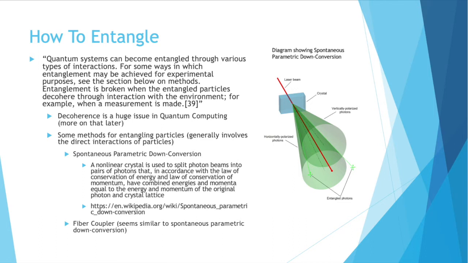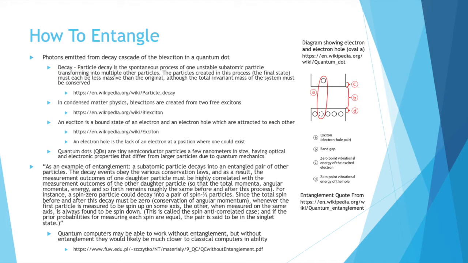You can entangle using something called a fiber coupler, and from my research from a high level, this seems similar to spontaneous parametric down conversion. You can entangle by using photons emitted from decay cascade of the biexciton in a quantum dot. So this is another sentence that is super complex, but let's break it down a little bit.